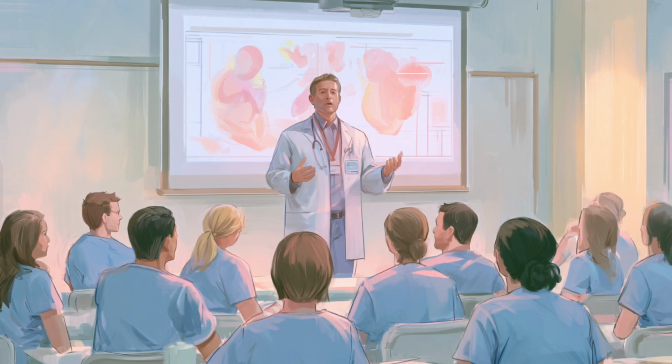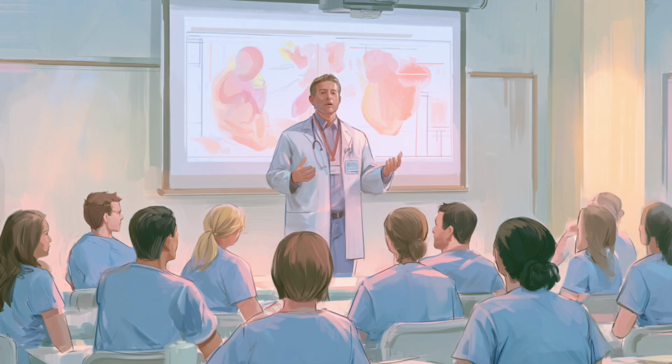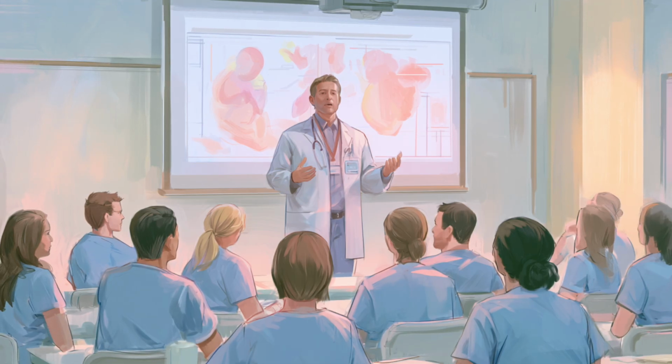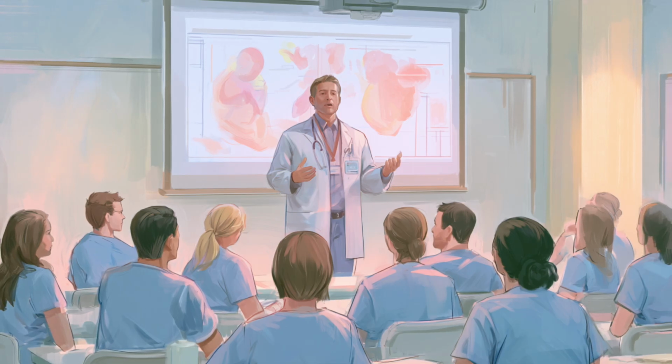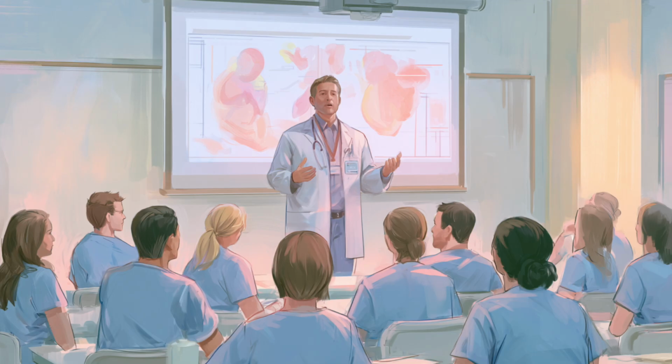Pop test question. Gabapentin and pregabalin work best for nerve pain because they help do what? A. Kill bacteria. B. Calm overactive nerve signaling. C. Thin the blood. D. Lower blood sugar directly. The correct answer is B. Gabapentin and pregabalin help calm overactive nerve signals.